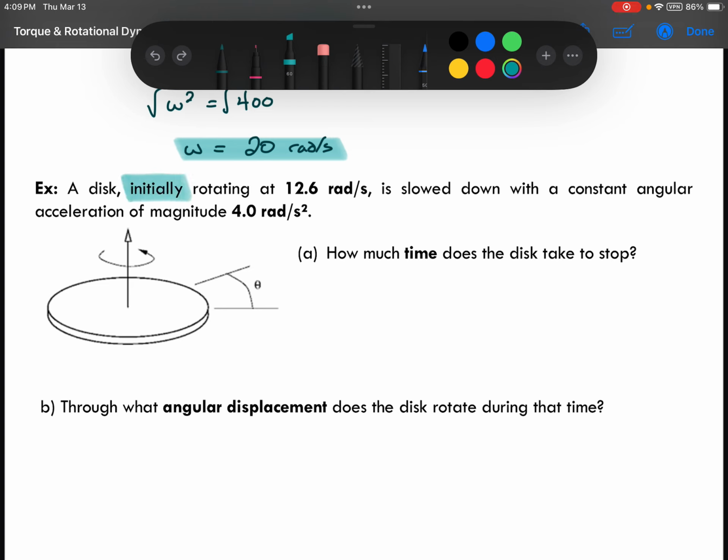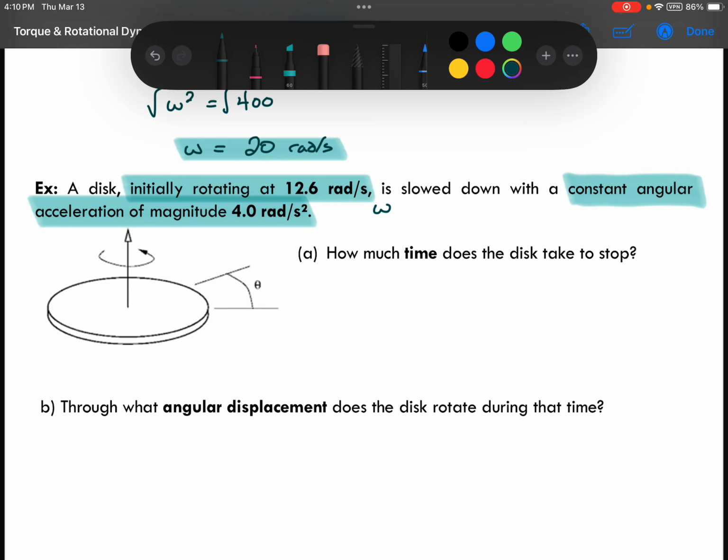A disk is initially rotating 12.6 radians per second. That's going to be omega. And then it tells us it's slowing down with a constant angular acceleration of magnitude 4 radians per second squared. Here's the thing to be careful of. It's slowing down. So that means we have to take into account what direction things are happening in.